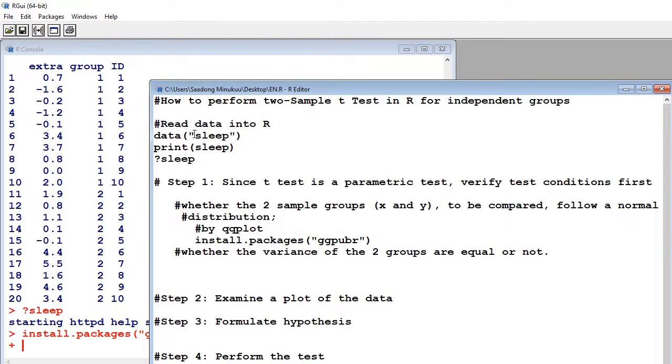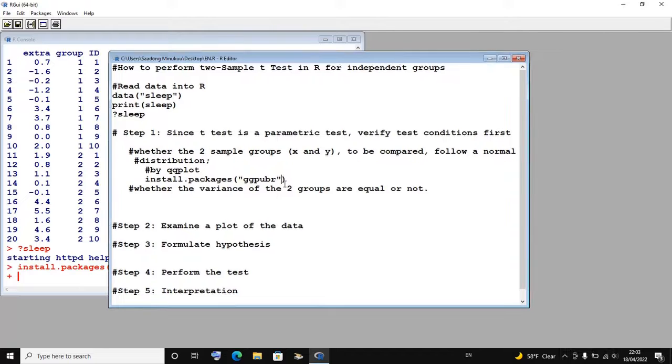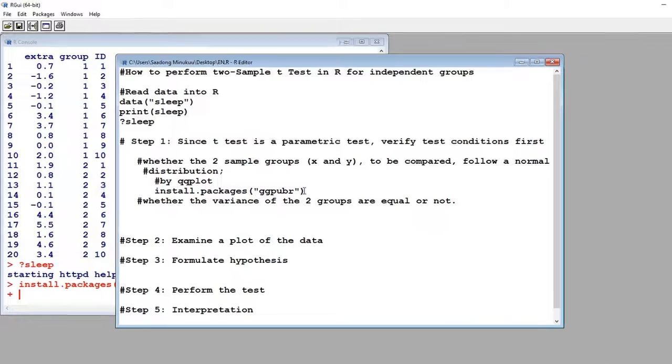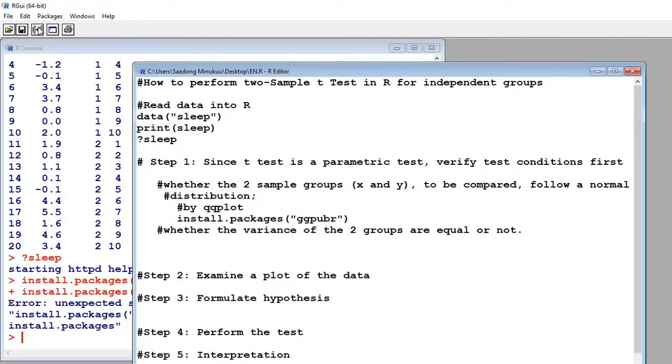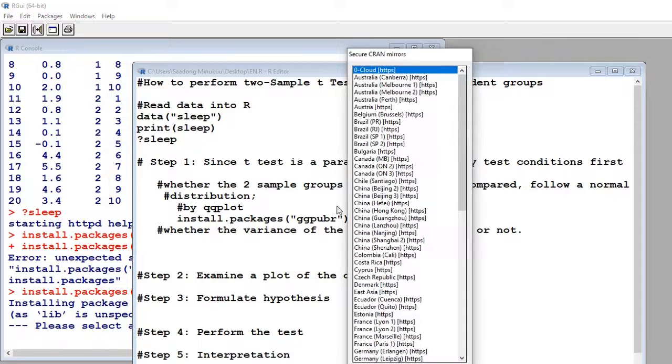I guess I might have already installed this package, so I might just load it in my library. Sorry for the interruption. I did not actually put the brackets. I selected the code without them, so let me add a bracket, then let me run it to do our installation. Sorry, let me do it again. Select install.packages into brackets ggpubr, then you run this to install the package.